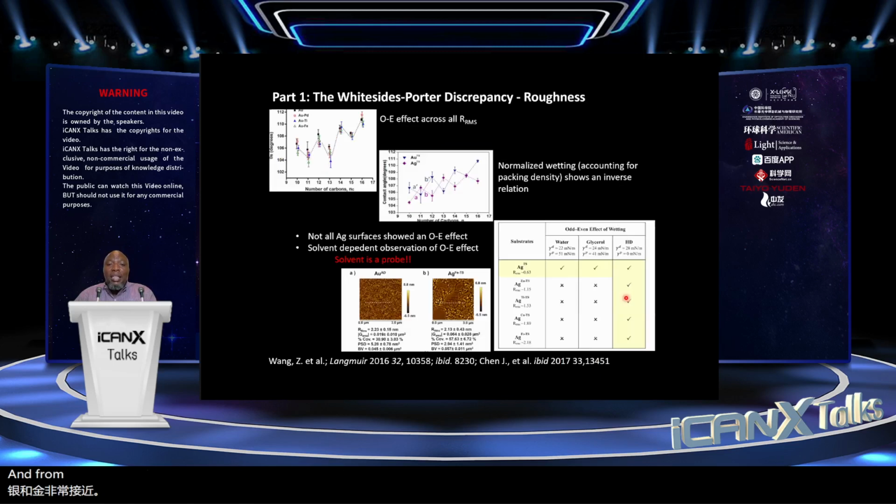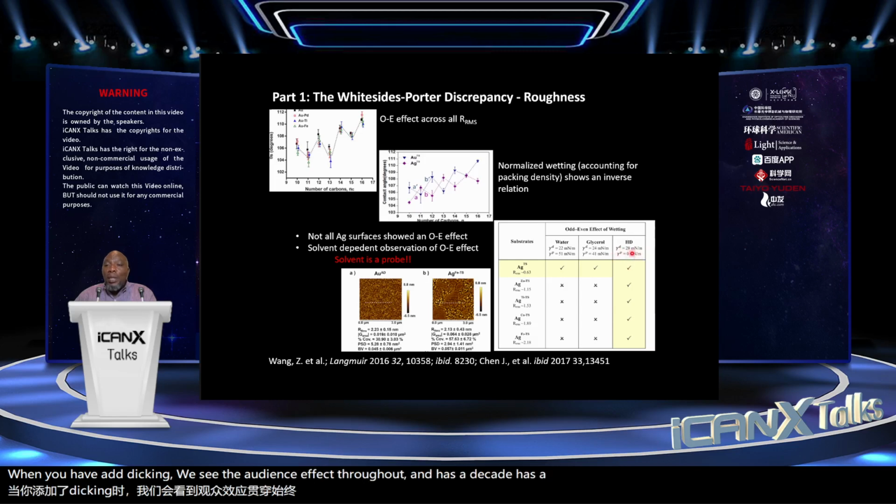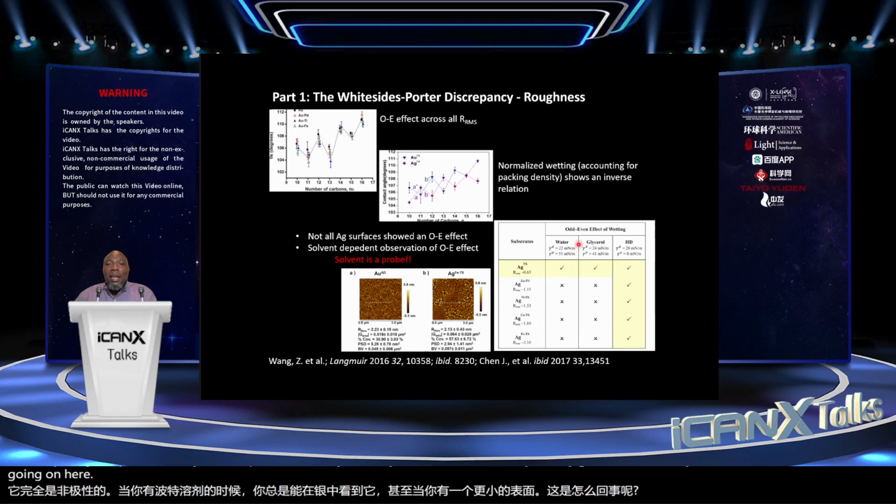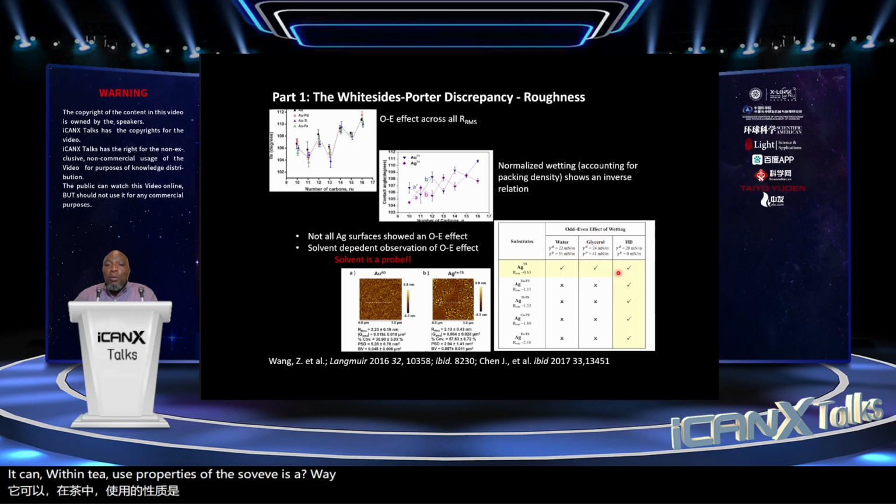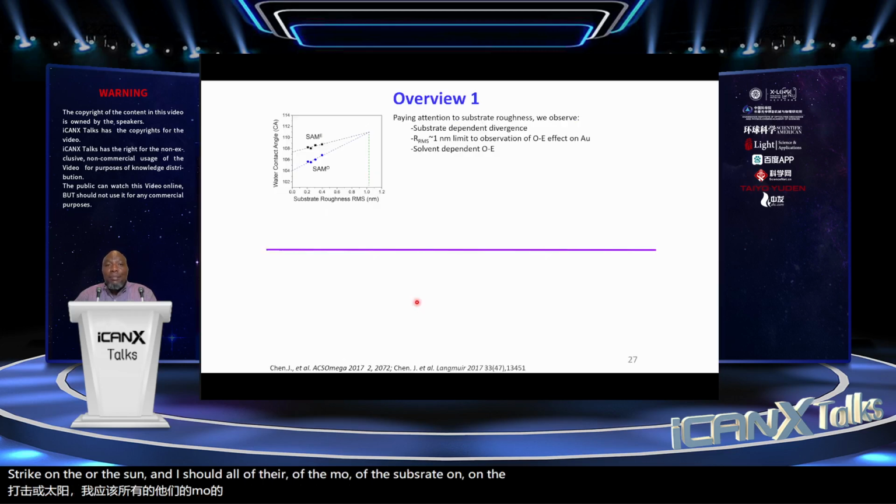And from here, we can see that if we change the solvent, this odd-even effect is not always there. When you have hexadecane, we see the odd-even effect throughout. And hexadecane has no polar component, it's completely non-polar. But when you have a polar solvent, you see that in the silver, you only get the odd-even effect when you have a smoother surface. So what is going on here? Can we then use the properties of the solvent as a way to probe the structure of the SAM, and actually the role of the substrate on the SAM?